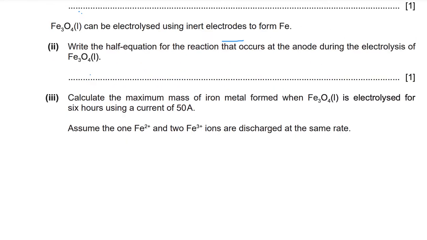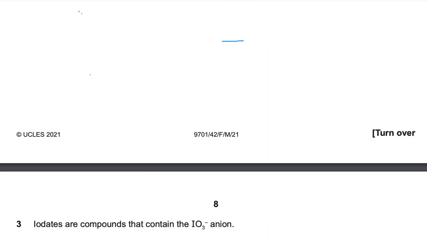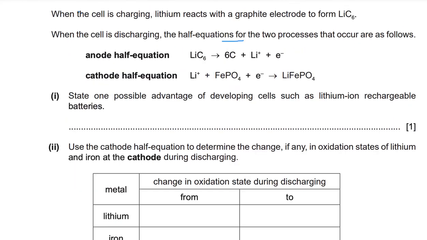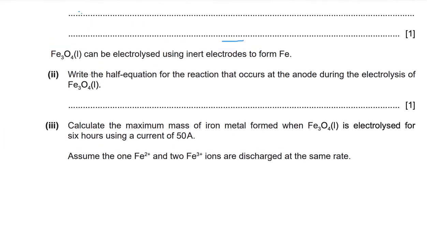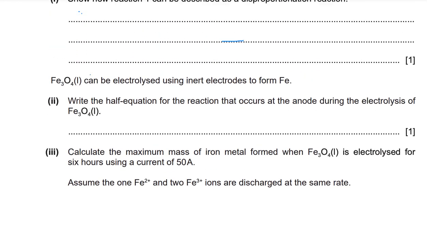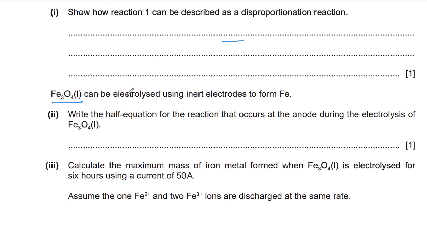So Fe3O4, how many parts are left for this question? Okay, it's pretty long. No, only 2 pages basically. So it says Fe3O4 can be electrolyzed using inert electrodes to form Fe. Write the half equation for the reaction that occurs at the anode during the electrolysis of Fe3O4. So at the anode, oxidation takes place. Alright, and we have to write the half equation for the reaction, to form Fe, right?